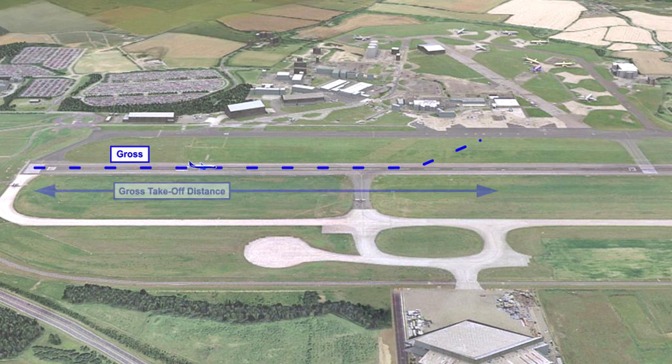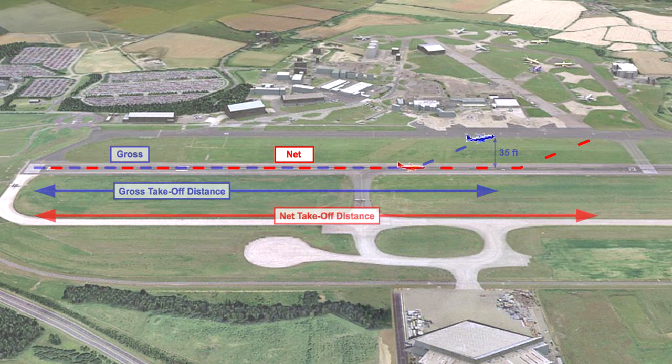Shown on screen is a takeoff using gross performance data, i.e., the gross takeoff distance. Remember that net performance will always be inferior. A takeoff of inferior performance would mean you use more runway. Therefore, the net takeoff distance is longer than the gross takeoff distance, as shown.